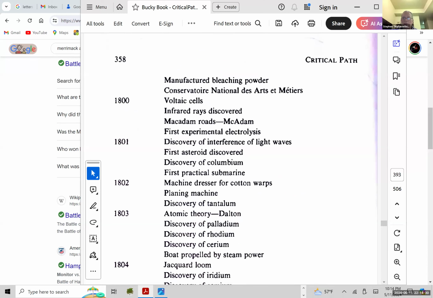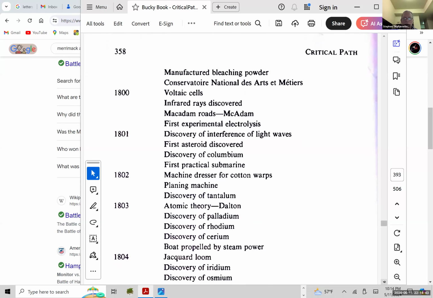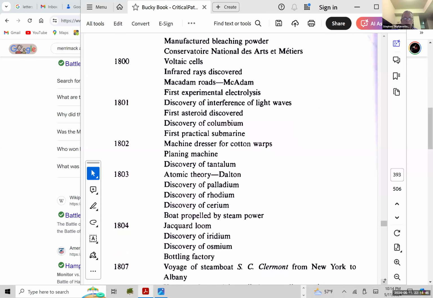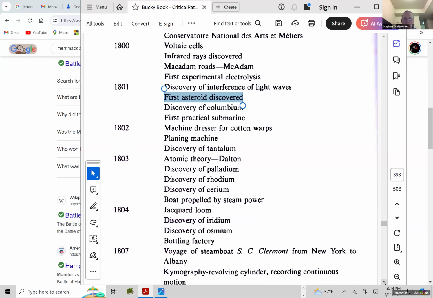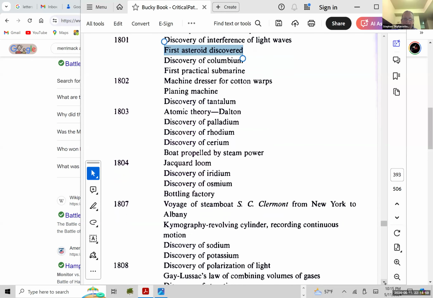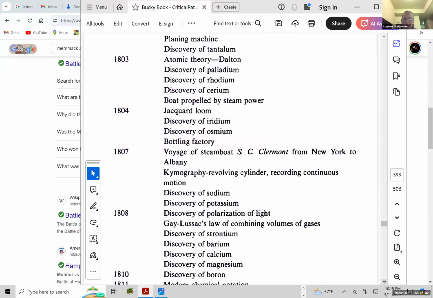Chromium, and now we're in 1800. Bleaching powder. Infrared rays were discovered in 1800. Discovery of interference of light waves. The first asteroid was discovered in 1801. And then atomic theory in 1803. Anything else in the 1800s that is capturing anybody's attention?